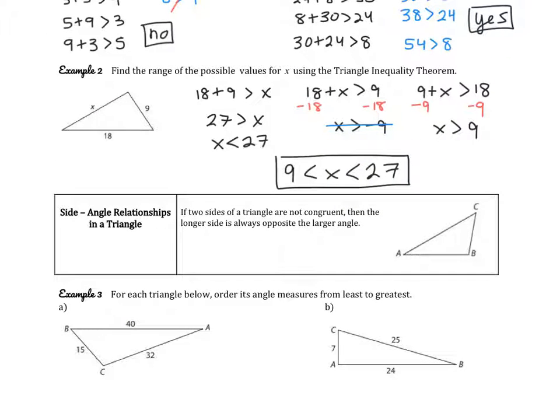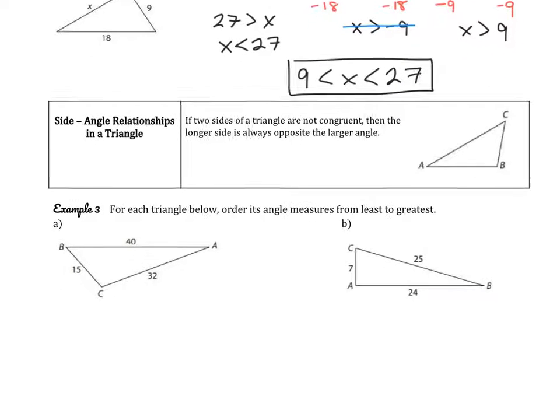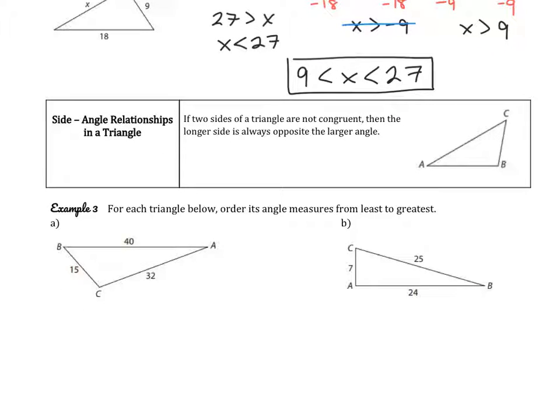All right, so now we're going to start talking about the relationships between the sides and the angles in a triangle. So this says if two sides of a triangle are not congruent, then the longer side is always opposite the longer angle. We can also use logic and conclude that the shorter side is always opposite the shorter angle.